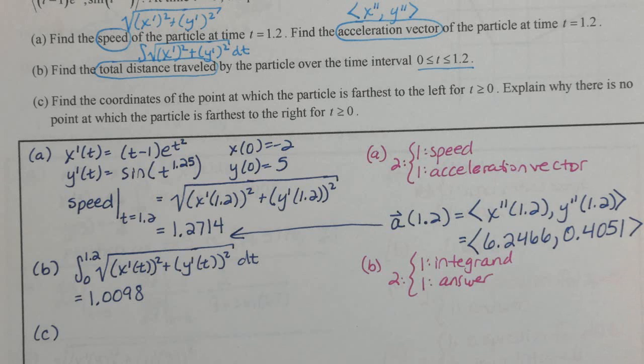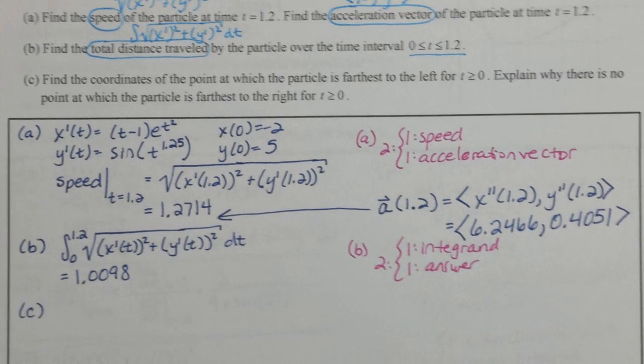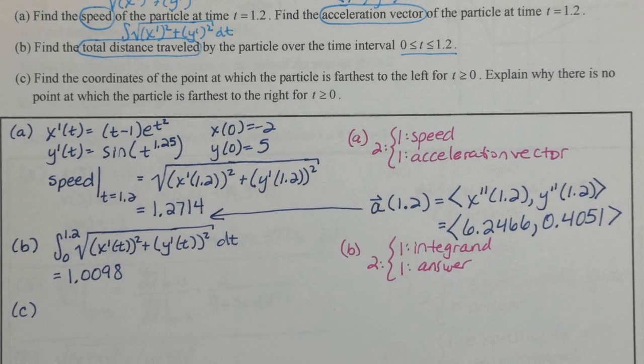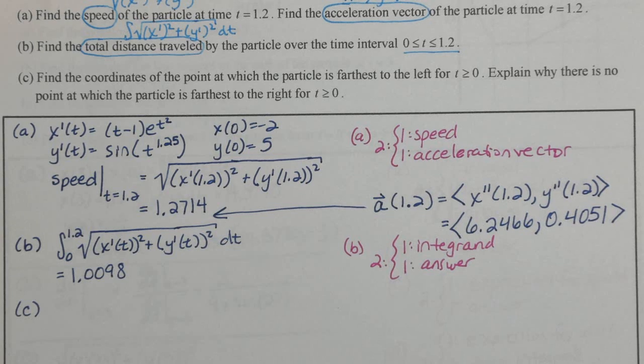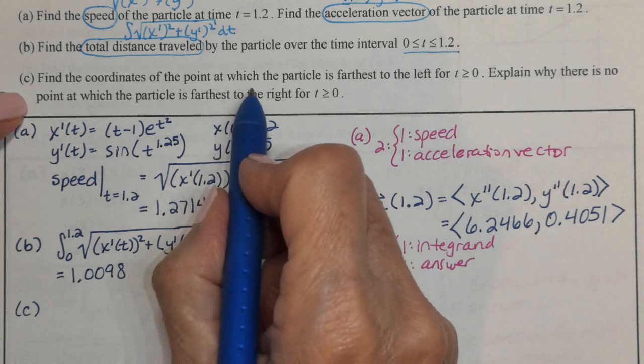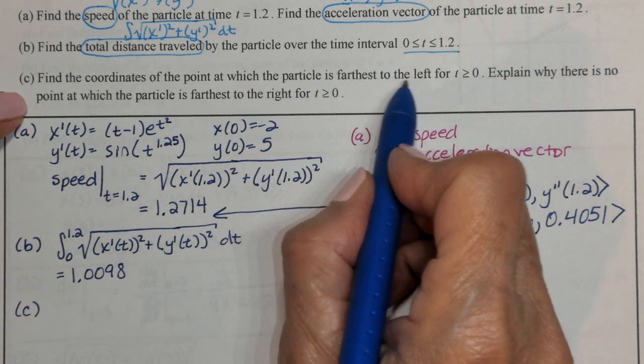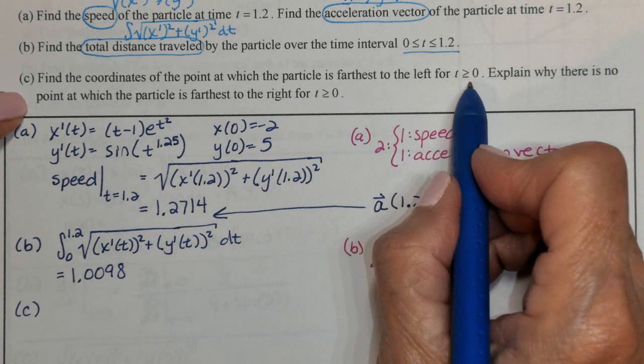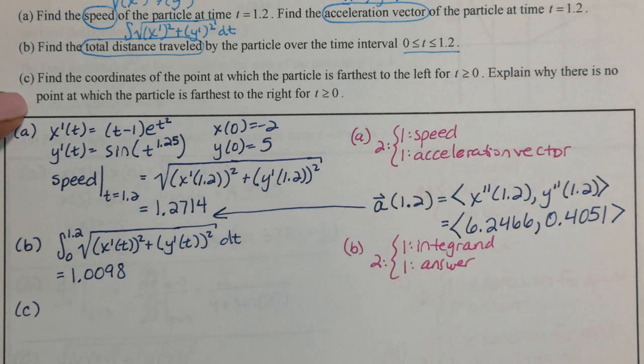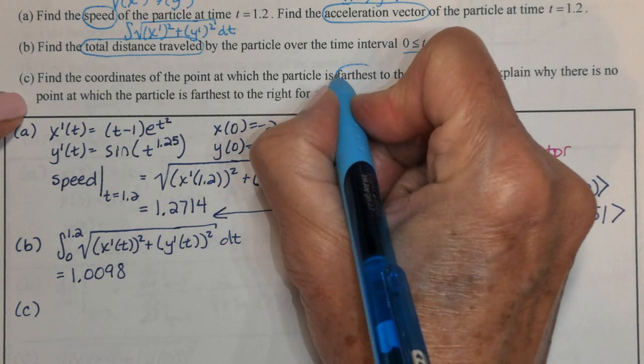Okay? All right, let's take a look at part C. Because so far this was pretty straightforward. Even though I forgot the acceleration vector, it was still pretty straightforward. Part C must have been what made this problem so tough. Let's take a look. Find the coordinates of the point at which the particle is farthest to the left when time is greater than 0. Farthest to the left.